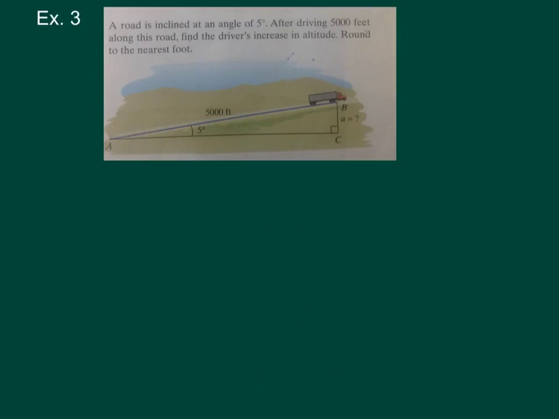Example 3. A road is inclined at an angle of elevation of 5 degrees. After driving 5,000 feet along this road, find the driver's increase in altitude. Round to the nearest foot. Well, they've already drawn the picture for us, so all we have to do is solve it. Remember, we're going to either use SOH, CAH, or TOA. So they gave us an angle of 5 degrees. If you notice now, we have the hypotenuse, and we're looking for the opposite. So the best trig function to use is sine.